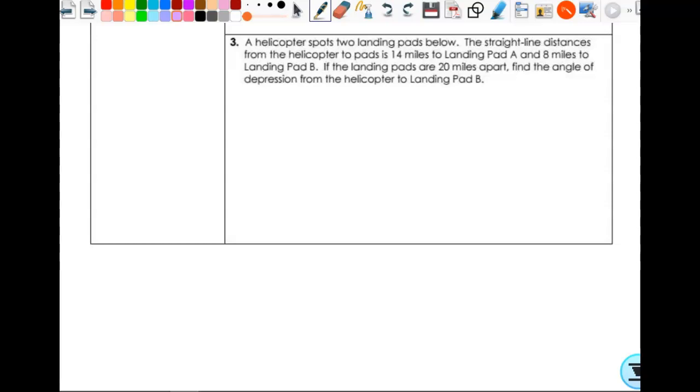Okay, and we want to find the angle of depression, so we're going to have to remember some stuff from geometry here. All right, so I'm going to start with where my helicopter is up here. My helicopter's up here in the air. And actually, it does say below. I was going to say, it really doesn't say that he's in the air, but I guess it does. So he's here. He's got 14 miles to landing pad A and 8 to B. So we'll have A over here, and we'll put B over here.